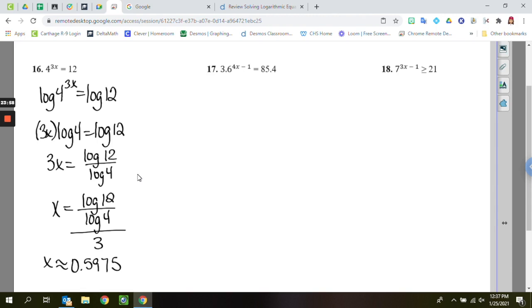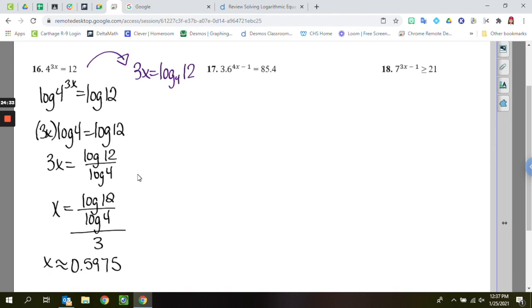So one thing I want to look at on 16, you can apply the logarithm to both sides. And it gets you to the change of base. The other way, because one thing we've always said, to solve an exponential equation, we can rewrite it as a logarithm, right? So if I were to rewrite this as a logarithm, 3x equals log base 4 of 12.